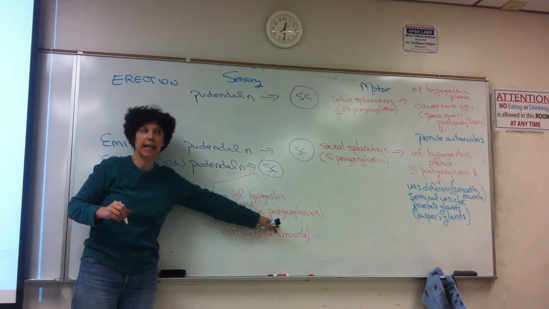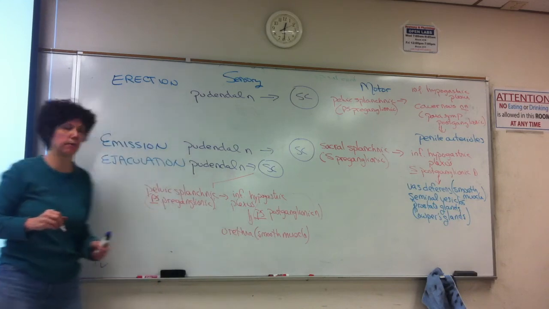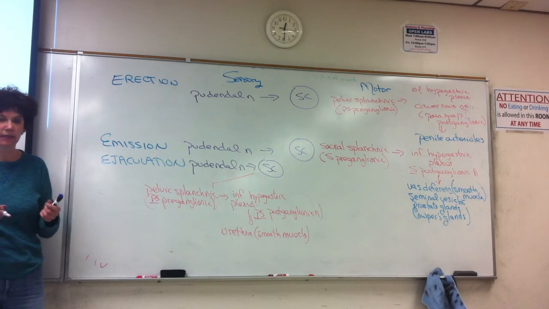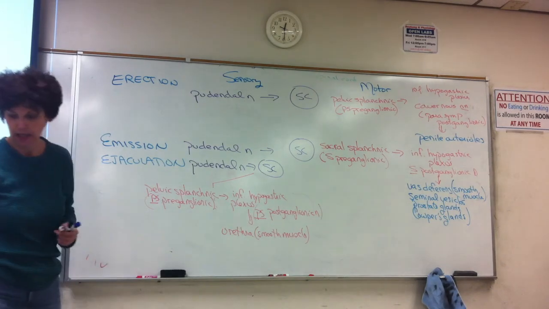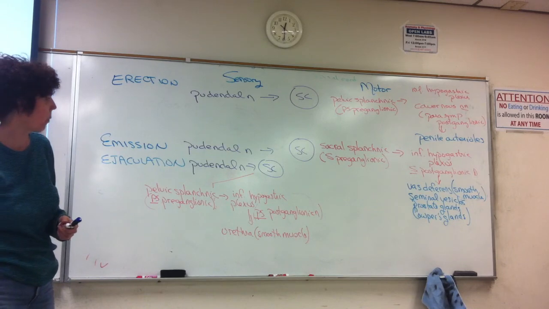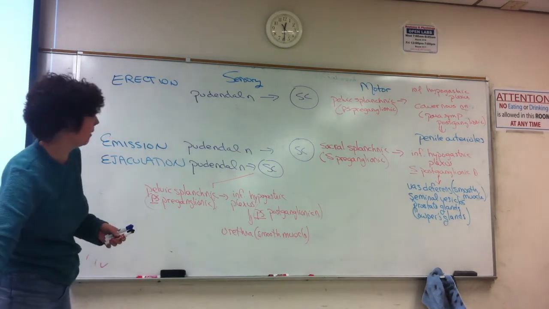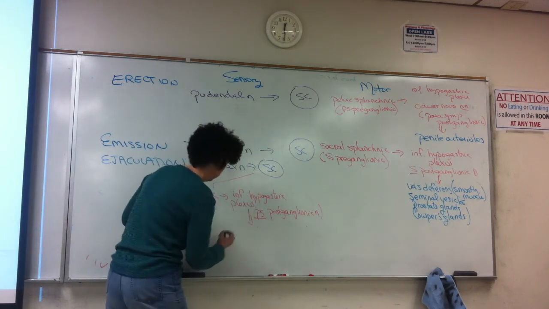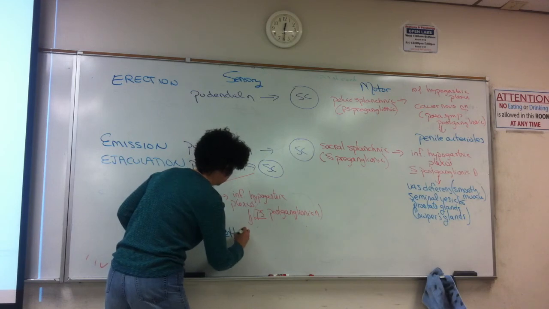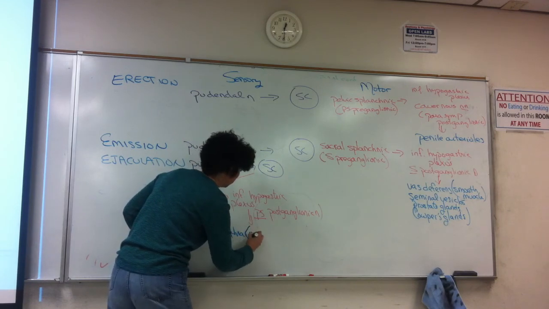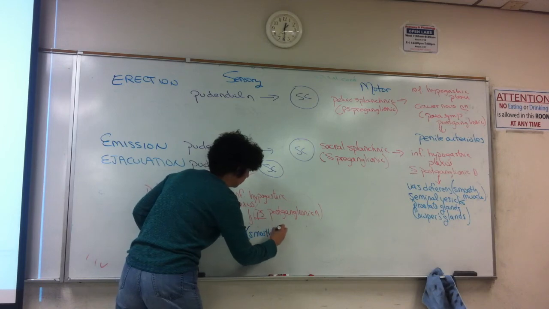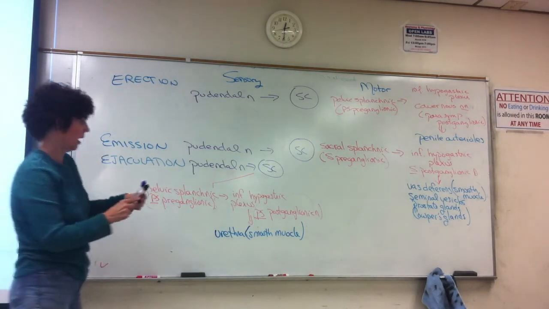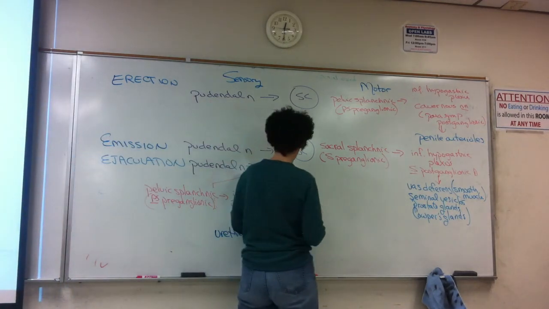Plexus, and postganglionic parasympathetic to the smooth muscle of the urethra. That's the involuntary muscle activation. And then, let me write that in blue to be consistent here, sorry. And then the motor activation of the skeletal muscle.